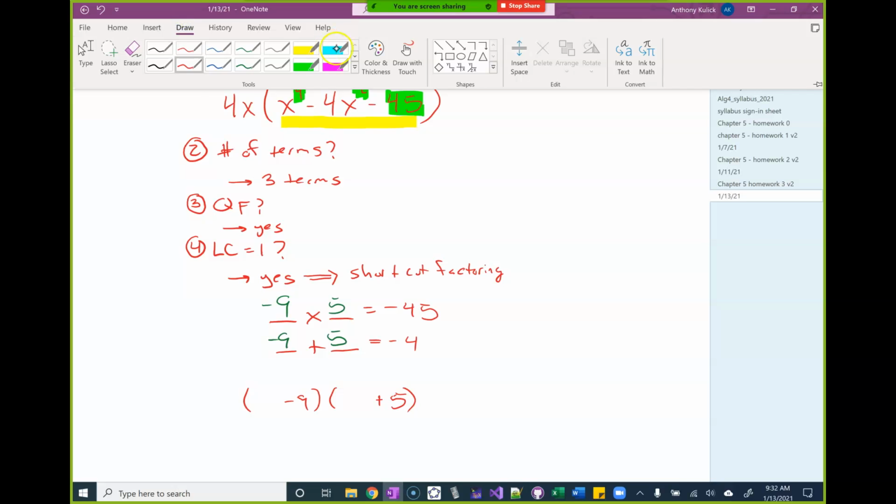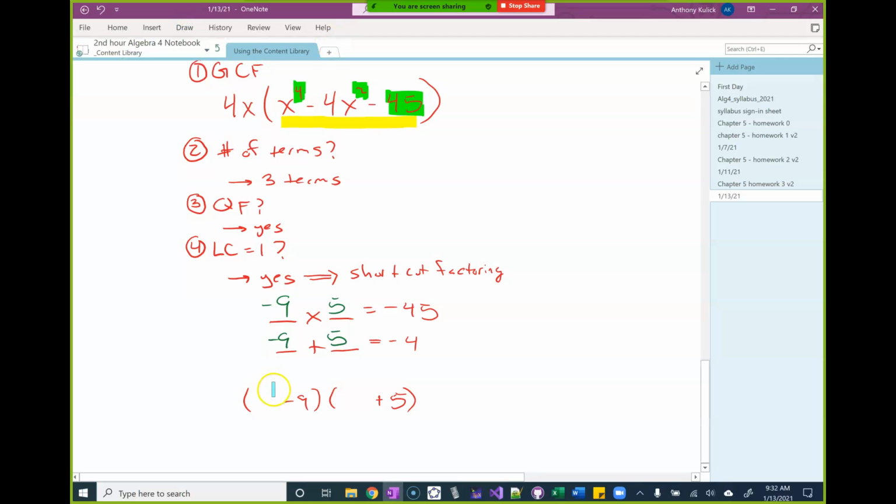I want to point out, though, that this something is not going to be an x. It should match in our problem there.